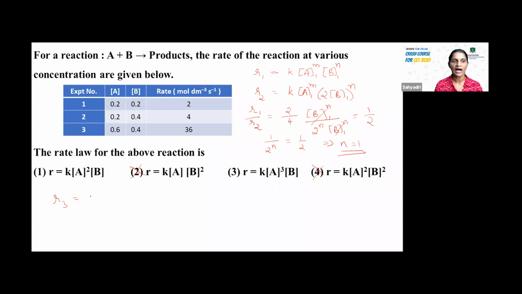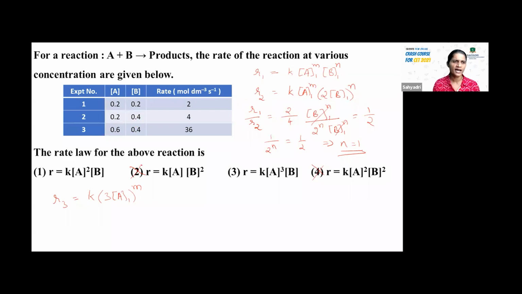Okay, so listen carefully. R3 is again K into concentration of A1. Okay, now what I'm doing, I'm increasing the concentration of A 3 times. So shall I write it as 3 times the concentration of A in the beginning, right? To the power M, clear? Then we know the value of N here because N we got it as 1. Okay, now compare. This is 0.2. Earlier it was 0.2. Or we will take these two. This is easier. Okay, I'm comparing 2 and 3. So earlier it was 0.4 and it is 0.4. It is remaining constant.